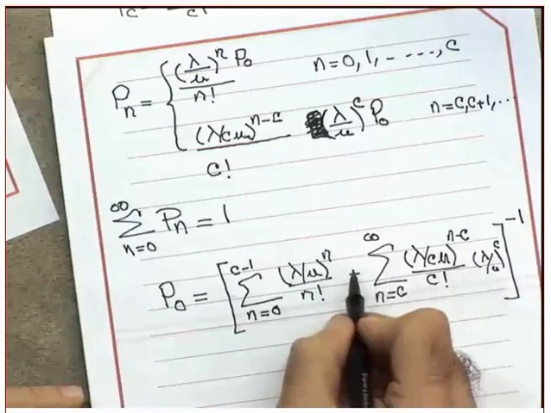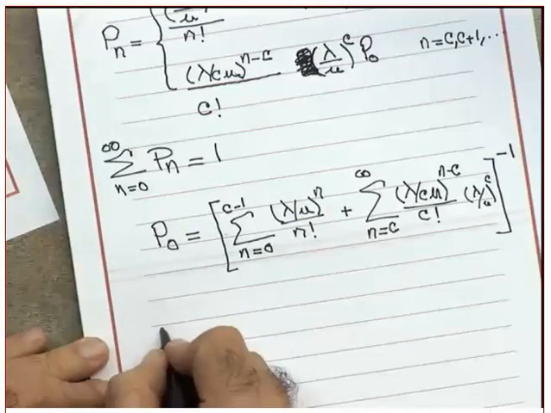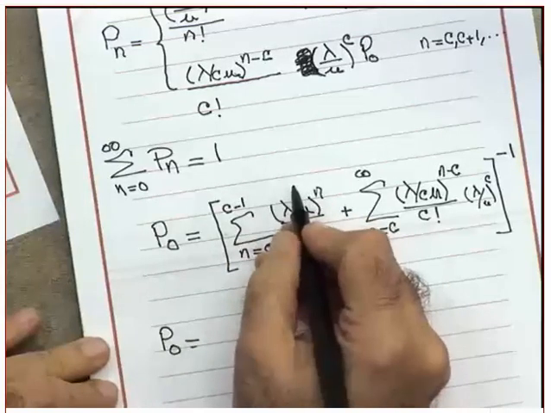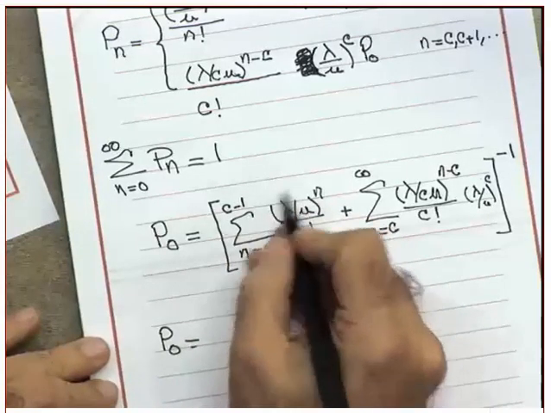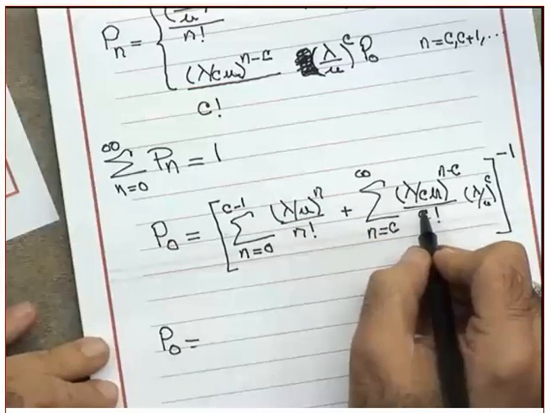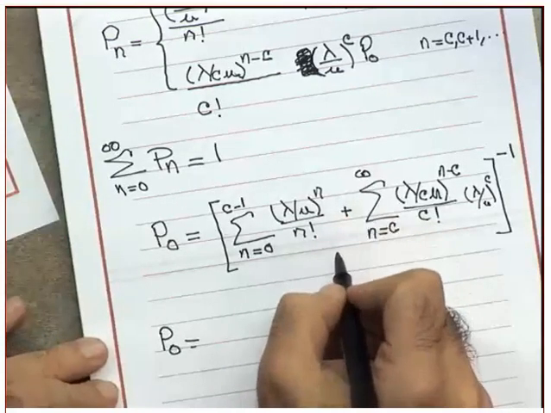Can I get this one outside? Okay, so what do I get? P sub 0. Okay, a question first. Do I have a problem with this summation? Because this summation is a finite summation. Do I have a problem with this summation? Yes, I do, because this one is an infinite summation. Clear?